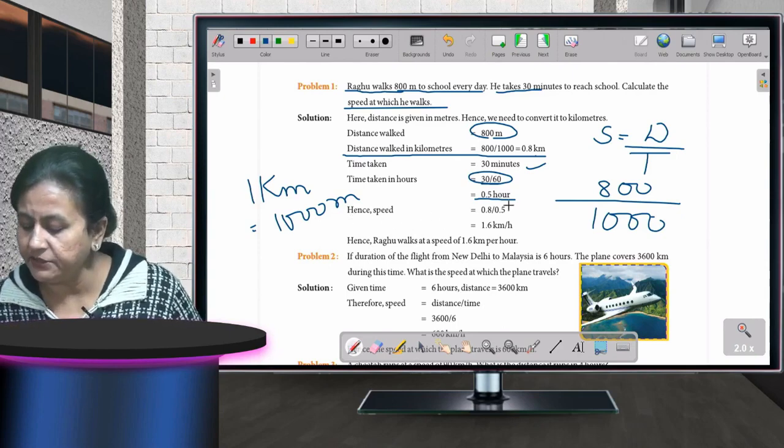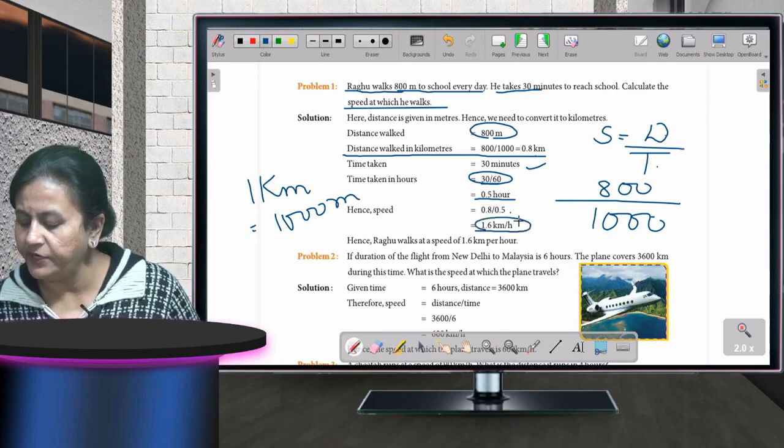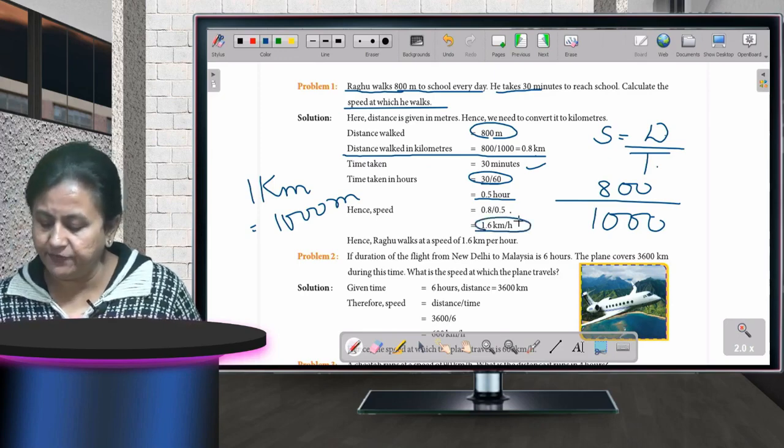Now hence, speed is equal to distance upon time. So 0.8 divided by 0.5 comes up to be 1.6 kilometer per hour. Fine.